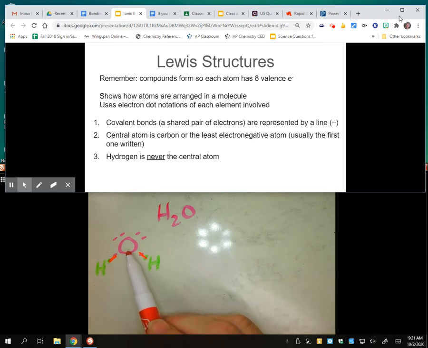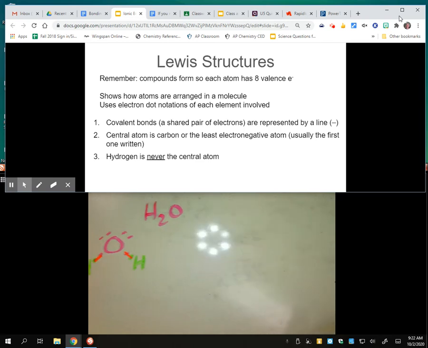So let's count the electrons that oxygen now has access to. 1, 2, 3, 4, 5, 6, 7, 8. So oxygen has access to 8 valence electrons. That fulfills its octet, so oxygen's very happy. Each hydrogen has access to 2 valence electrons. So when you're counting the lines, you need to count them as 2 electrons because it is a shared pair of electrons. And hydrogen's happy with 2. So this is the correct structure for water.